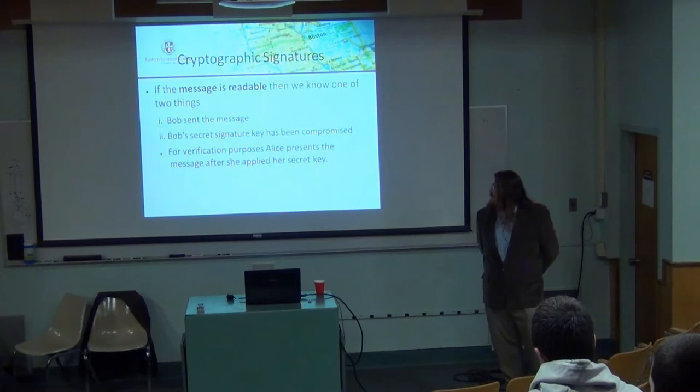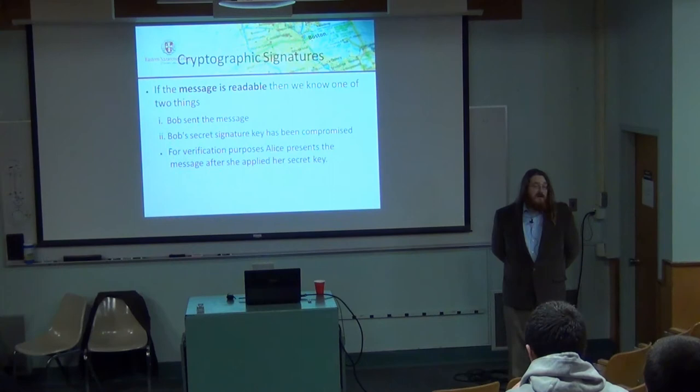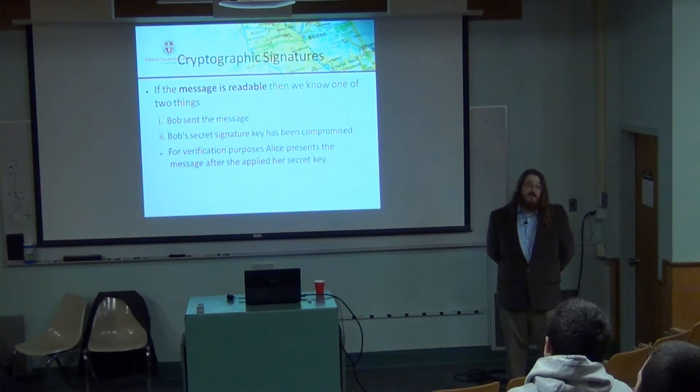And as I said, for verification purposes, Alice can show anyone the encoded message and decrypt it with her key followed by Bob's public key. And then that also verifies that the message is from Bob. So that's the non-repudiation piece, right? Bob cannot deny sending this message. And Alice also knows it is from Bob. By the way, feel free to interrupt with questions at any point.